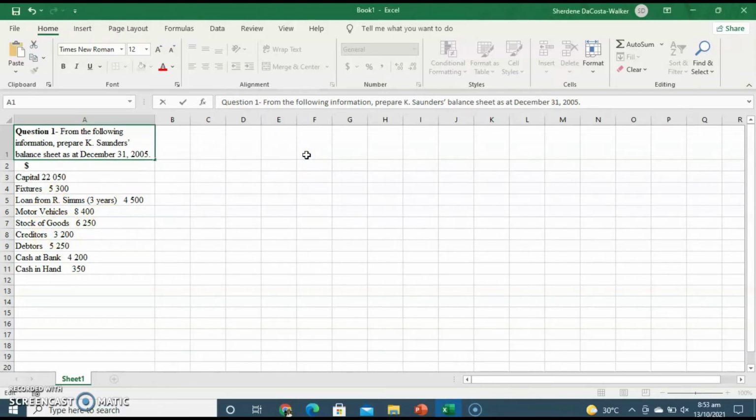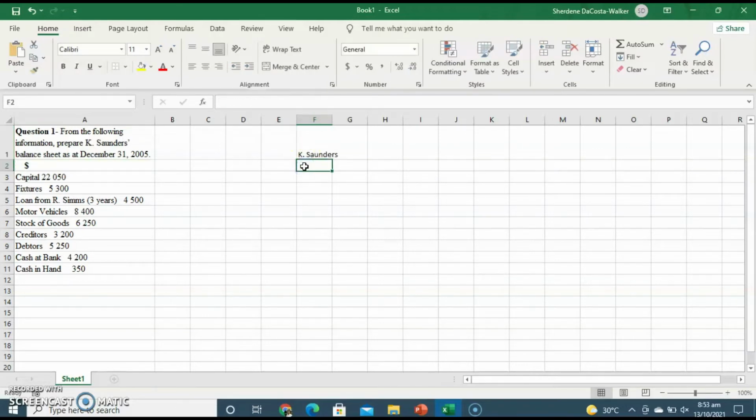So the first thing you do in preparing the balance sheet is to write the name of the business. Then you write the name of the statement that you're preparing, the financial statement that you're preparing, and that's the balance sheet, and you're going to put the date.